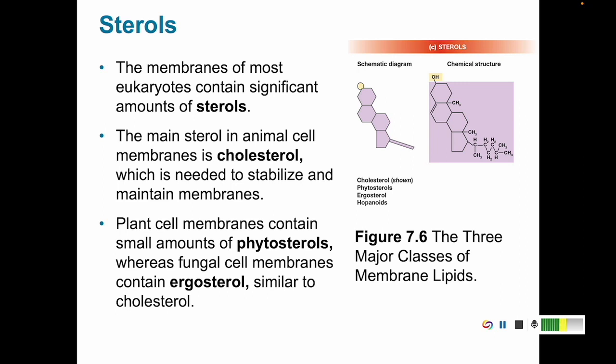Instead of cholesterol in a plant membrane, you're going to find phytosterols, but still that's a type of sterol. And in fungal cell membranes, you're going to find ergosterol, which is also a sterol, similar to cholesterol, but a little bit different. So all of us are eukaryotes. Cholesterol if you're an animal, phytosterol if you're a plant, and ergosterol if you are a fungus. Those are the sterols that are helping maintain the integrity and the structure of our cell membranes.